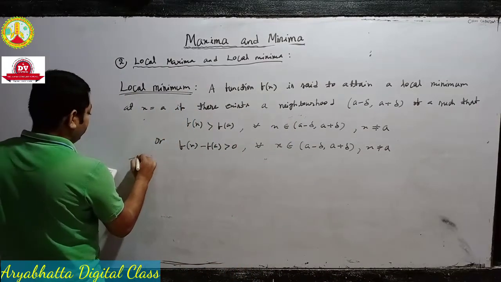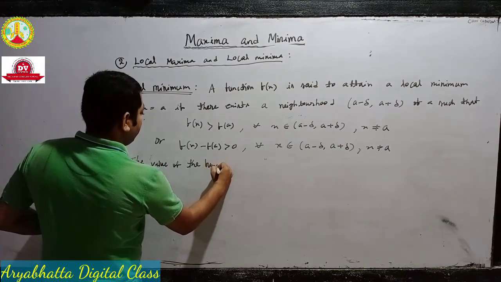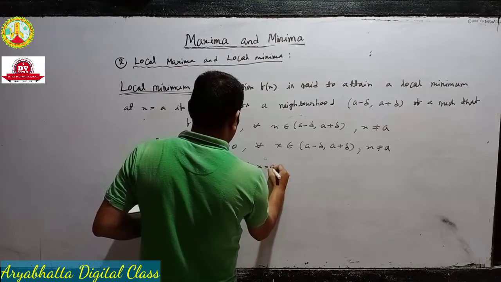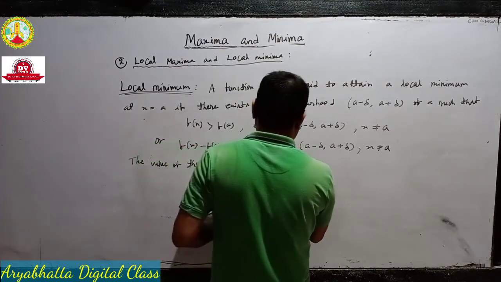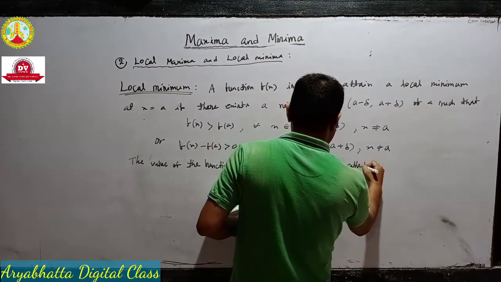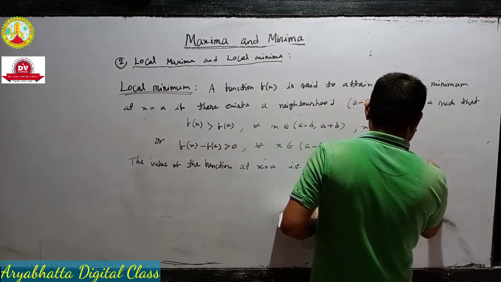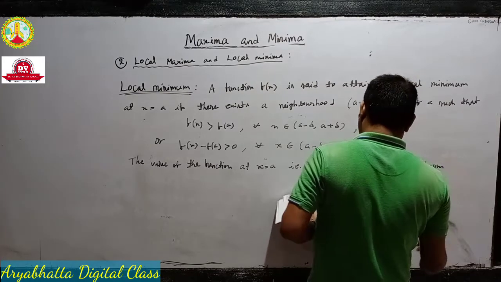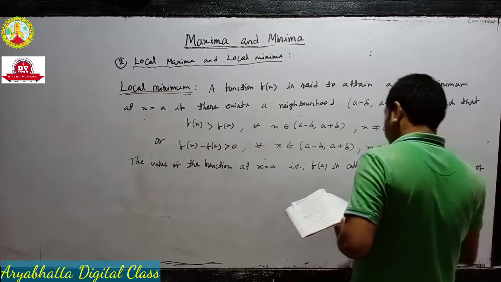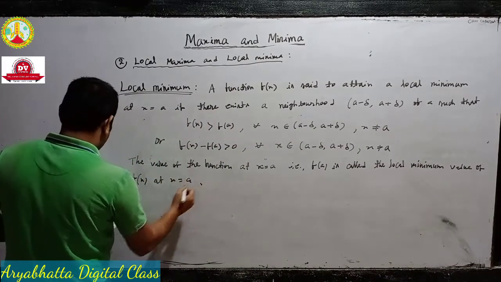The value of the function at x equal to a, that is f of a, is called the local minimum value of f of x at x equal to a.